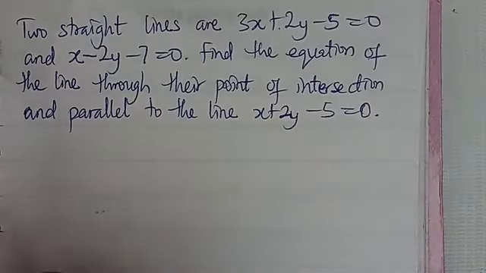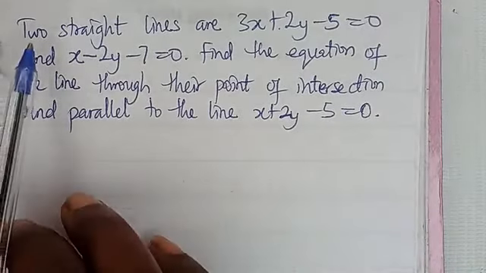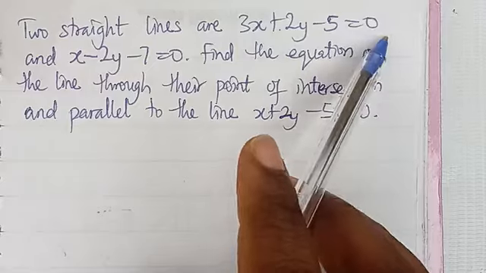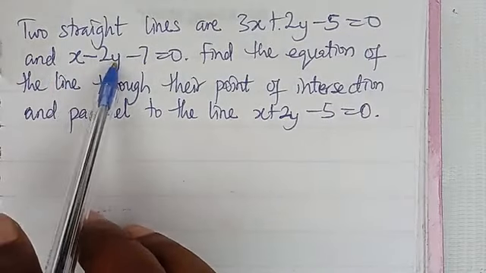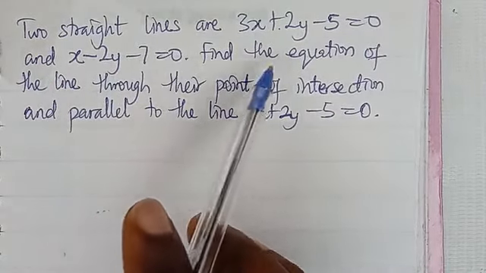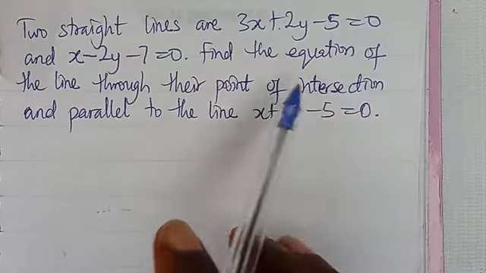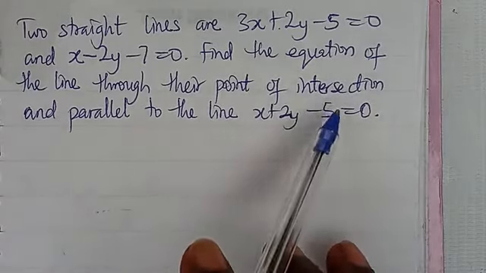Now, before we go, let's do an application question. Two straight lines are 3x + 2y - 5 = 0 and x - 2y - 7 = 0. Find the equation of the line through their point of intersection and parallel to this line.